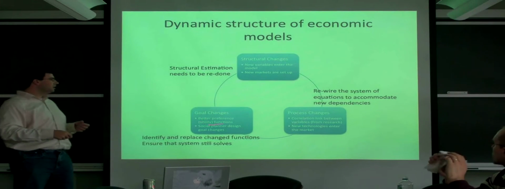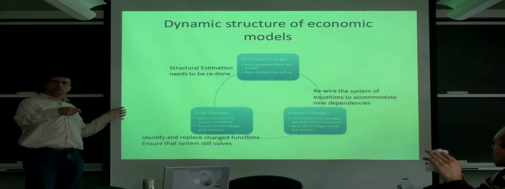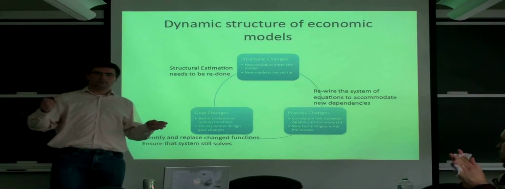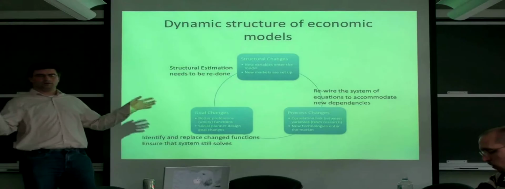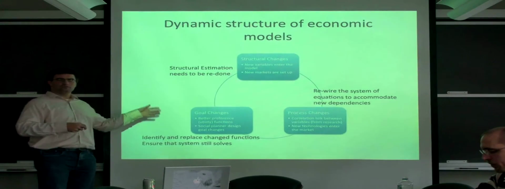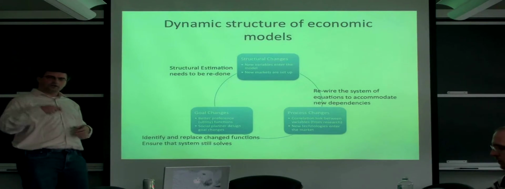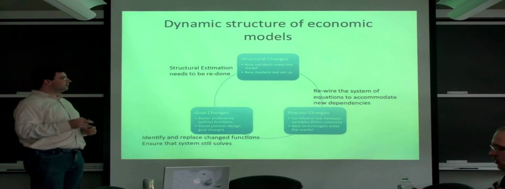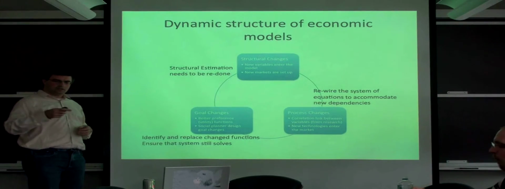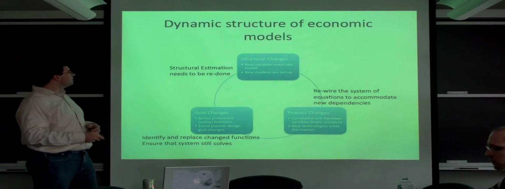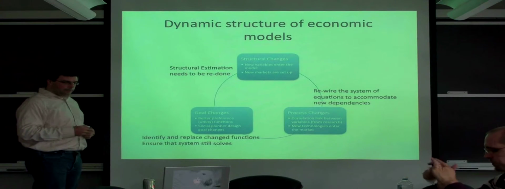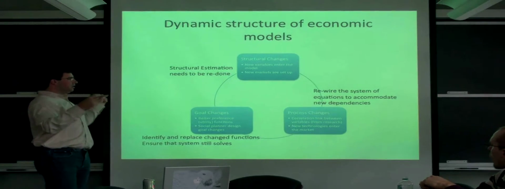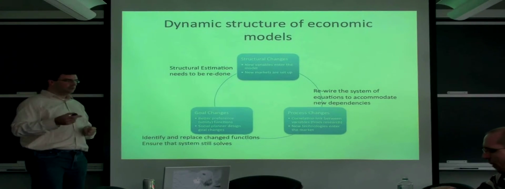Or some actors change their utility functions. I don't know, we all become tree huggers and go green and all that. I should be able to place that in the model and have the model speak out the right state of the economy, and still solve. So essentially, this is the big general idea that I'm shooting for.